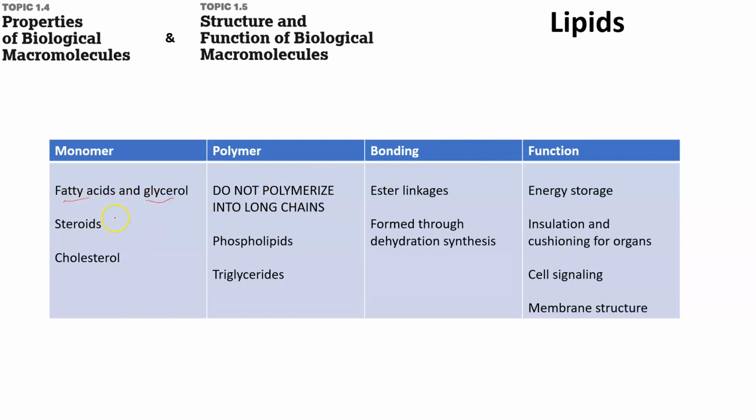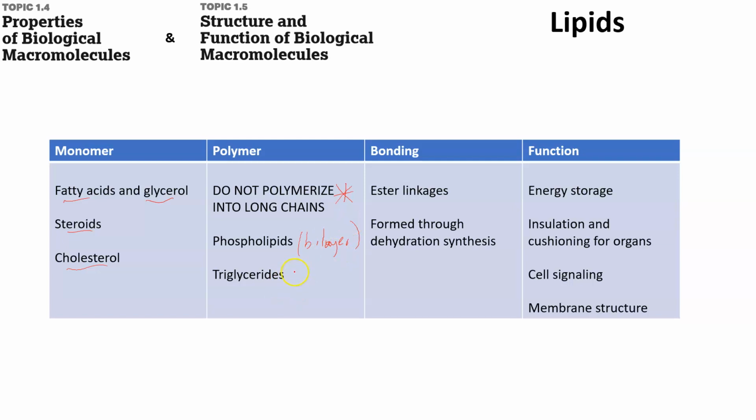So, lipids overall. What we need to know about lipids: monomers, fatty acids, and glycerol. These can be considered monomers of lipids. Right, this is how they connect. Steroids only have a monomer form; they don't link together. Cholesterol as well. These do not polymerize into long chains. That's kind of important to note. Okay? Phospholipids make up the bilayer of our membrane, which we will talk about next unit in depth.